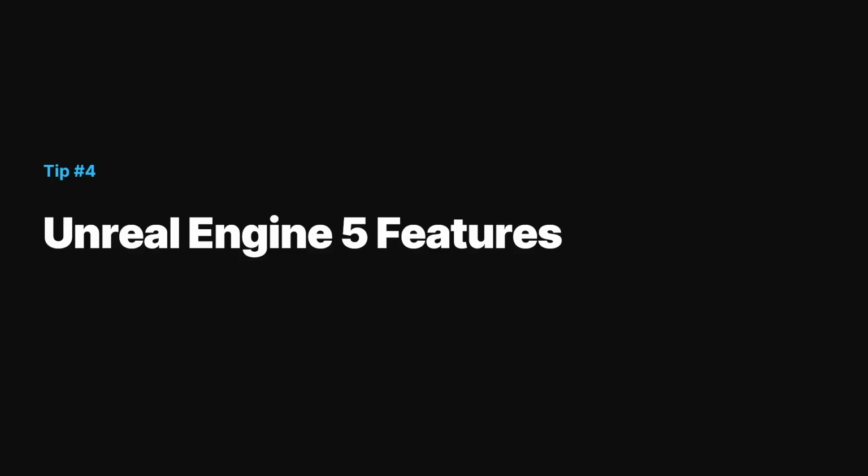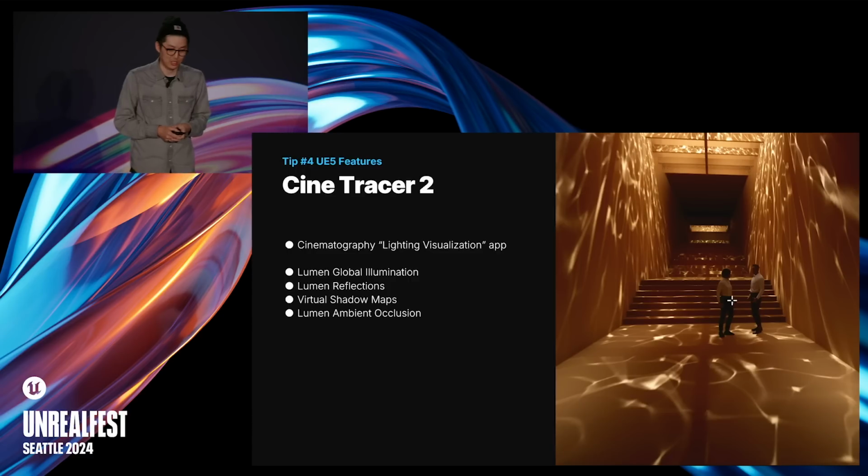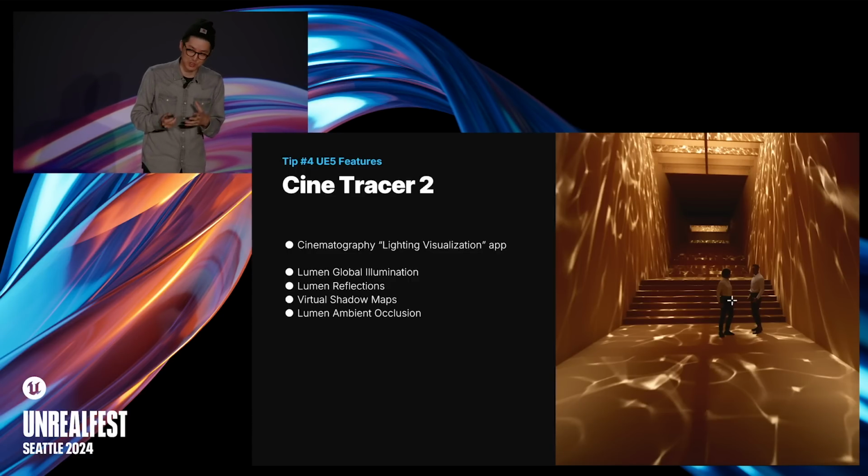So next I want to get into the Unreal Engine 5 features that I'm using, the things that make this Unreal Engine 5. Why did I move to Unreal Engine 5 from 4? And to illustrate this, I'm going to be talking about one of the apps I make called Cinetracer 2. I have another version in 4.27, but when early release 5 came out, I was like, wow, all these lighting features. Let's see how this goes. It's been a mixed bag journey to get it into UE5, but I'm pretty happy with where it's at right now. So Cinetracer 2 is a lighting visualization app.